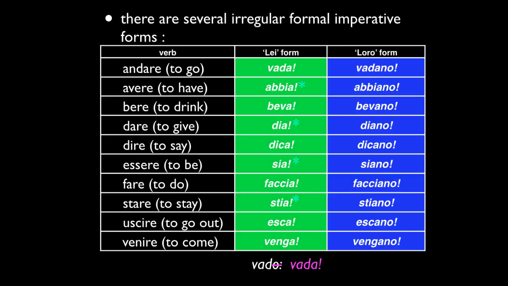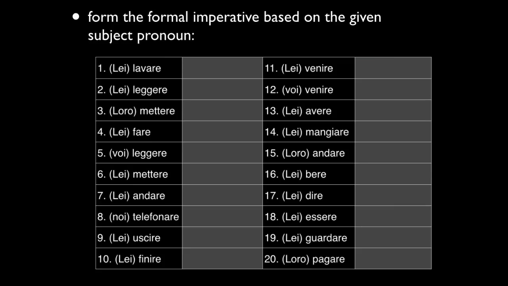And then I didn't even talk about the loro forms, but all you have to do there, as with the regular forms, is just add an NO off of that base lei form. So really those loro forms are pretty easy to form. Let's take a look at some exercises here. So number one, lei, lavare. So wash, you want to tell somebody you don't know to wash. That could be kind of rude, but maybe you want to tell them to wash a car or something. Lavi is the form, and that's just a regular command.